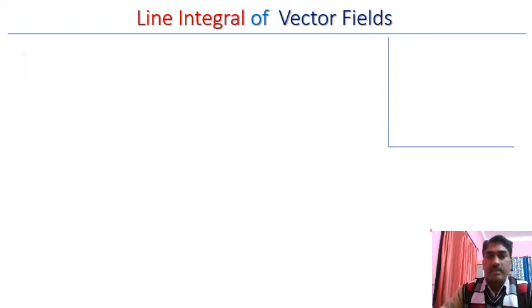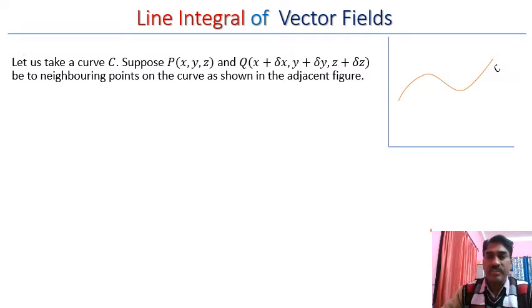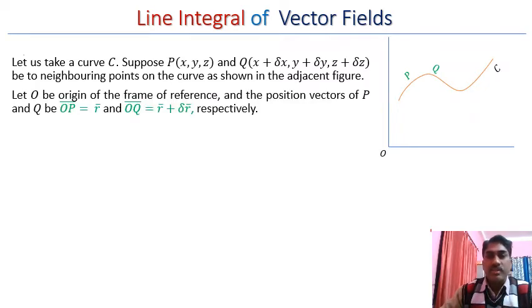To understand the concept of a line integral of a vector field, we should first understand what a unit tangent vector to a curve is. Suppose you have a curve C, as you can see in the figure, and let P and Q be two neighboring points. If P is (x, y, z), then Q is (x plus delta x, y plus delta y, z plus delta z), a neighboring point of P on the curve. If O is the origin of the frame of reference, then the position vectors of P and Q can be shown as OP and OQ.